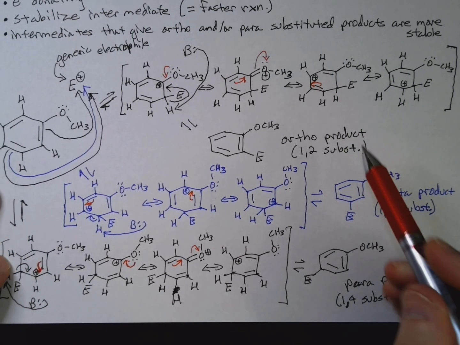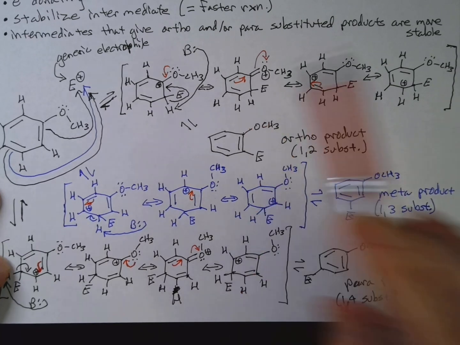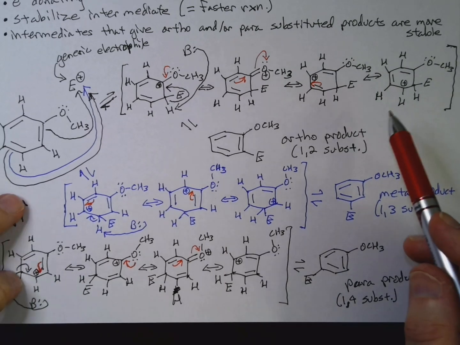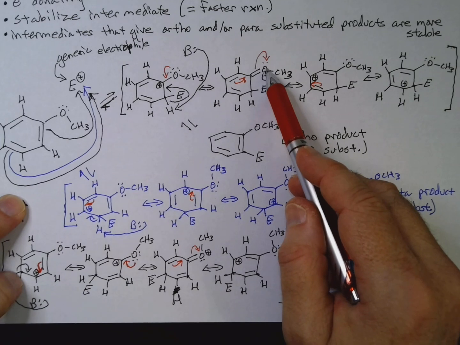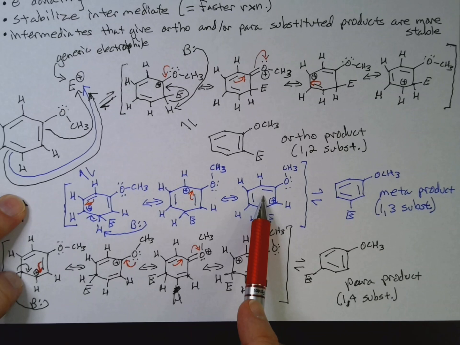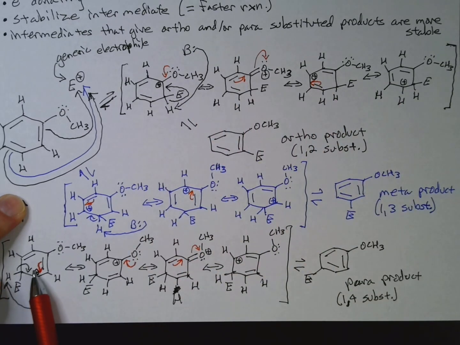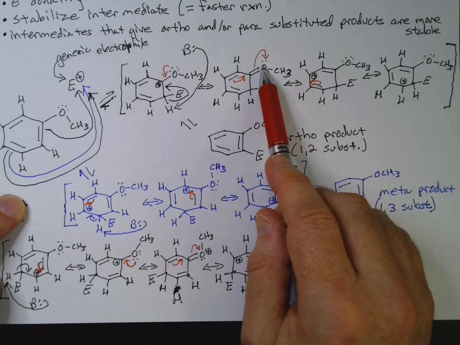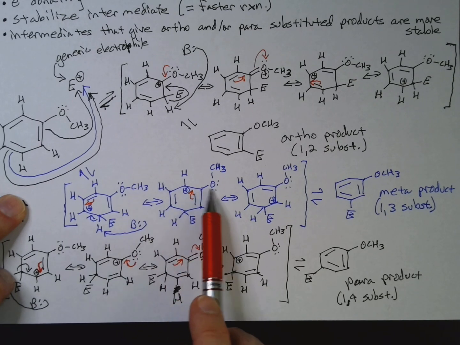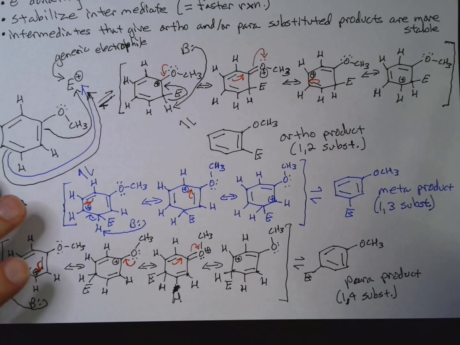What do we have? Well, for ortho and para, in this case, we've got 1, 2, 3, 4 resonance structures. We have additional delocalization onto the oxygen. We don't have that in meta. So ortho, 1, 2, 3, 4, para, 1, 2, 3, 4, positive charge on oxygen, positive charge on oxygen. Due to the substitution pattern, we can't get that positive charge delocalized onto the oxygen, so we don't have the same delocalization.